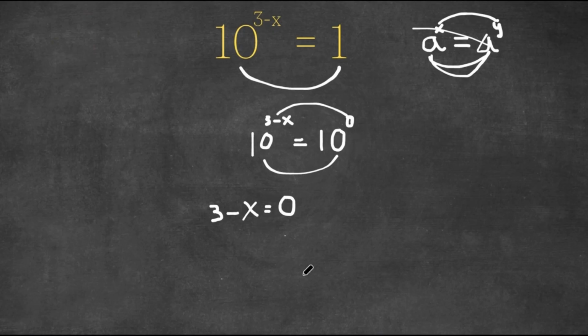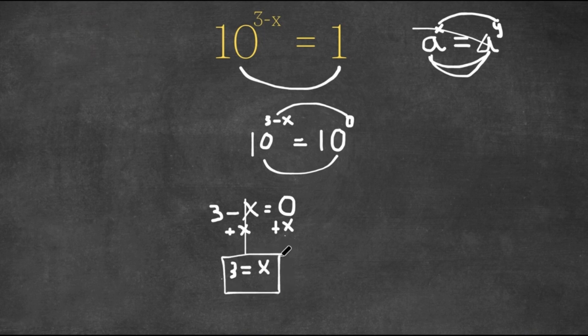And now, as you can see, we've created a simple equation using our method. So now, to get the value of x, we're going to have to make it go to the right side. So we're going to add x on both sides. And these two cancel out, so we're left with 3 equals 0 plus x, which is x. So now we have our value for x.